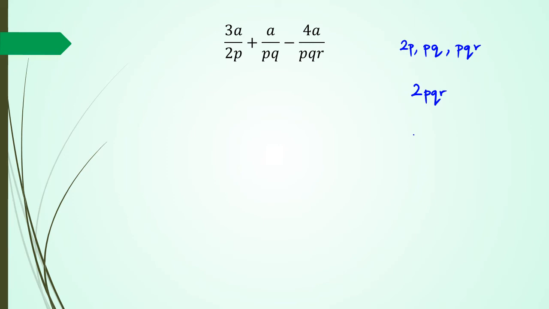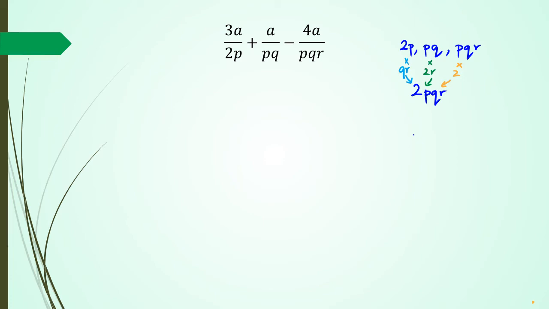All right, and basically you can have a look at it. So from 2p to get to 2pqr, I'm multiplying by qr to get that. From pq to 2pqr, I'm multiplying by 2r to get that. And then finally, from pqr to 2pqr, I'm multiplying by 2 to get to that.